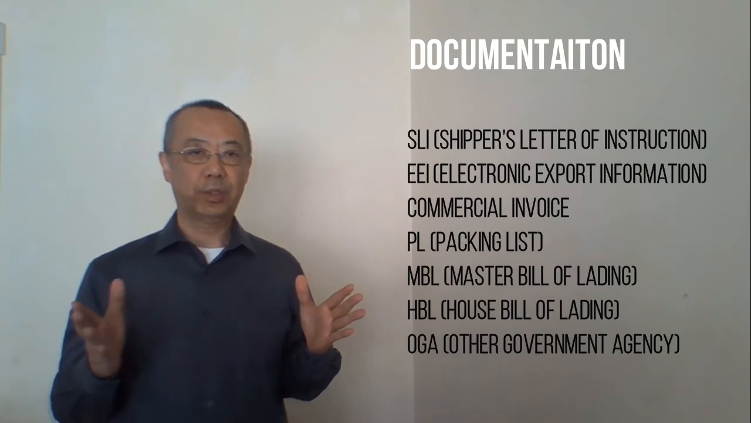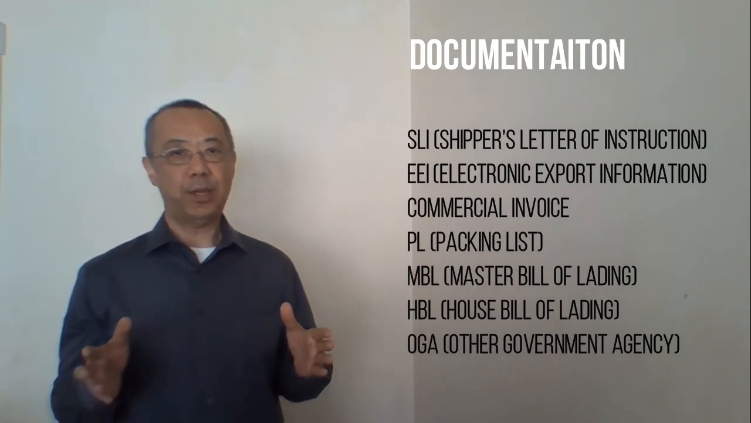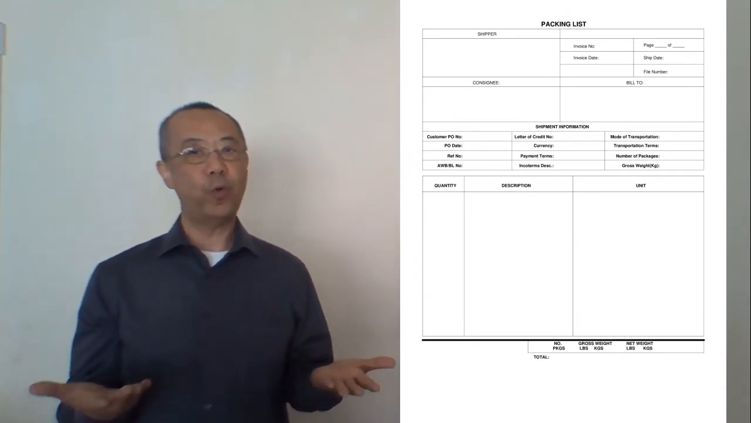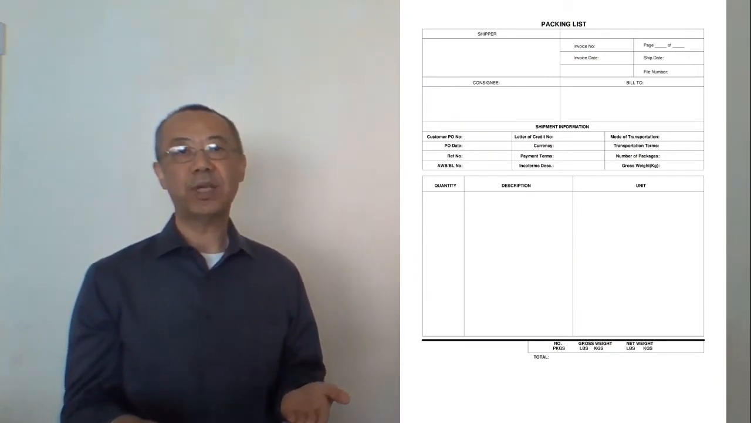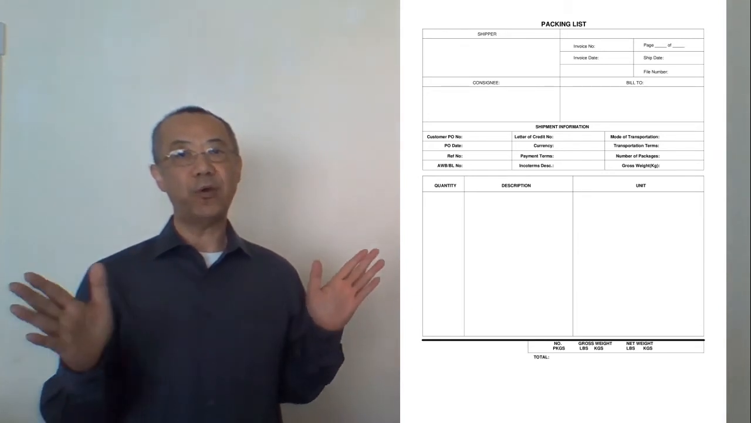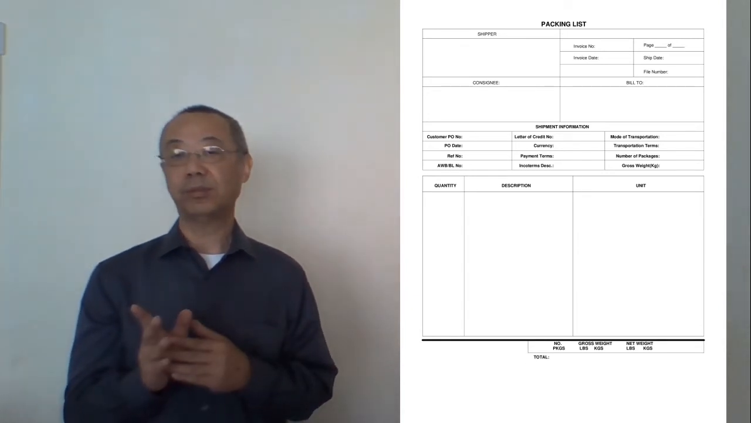Packing list. A packing list includes the quantity, description, and weights, and the document helps the customs broker during customs entry and the process, and helps the carrier to determine the piece count.